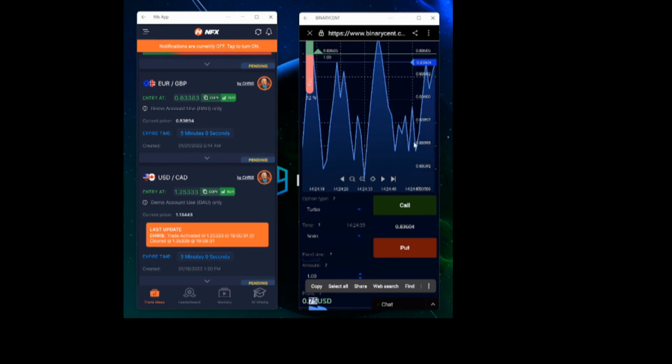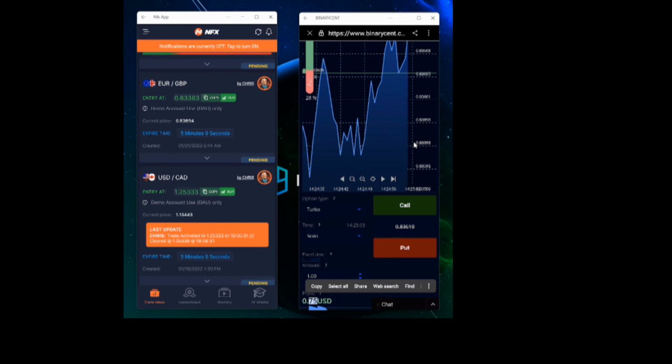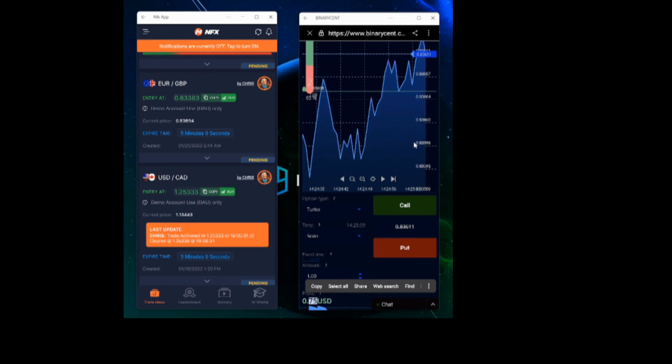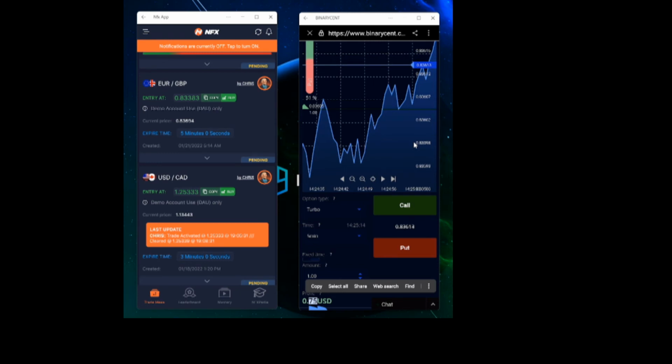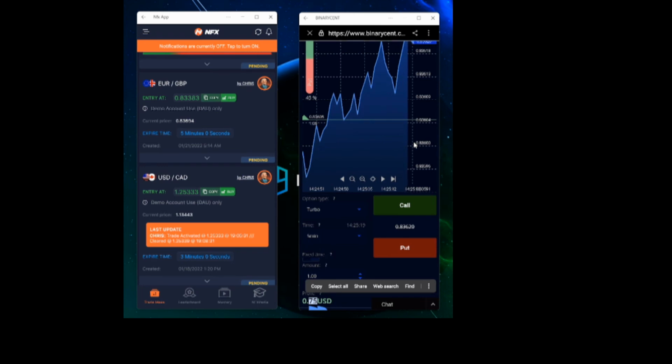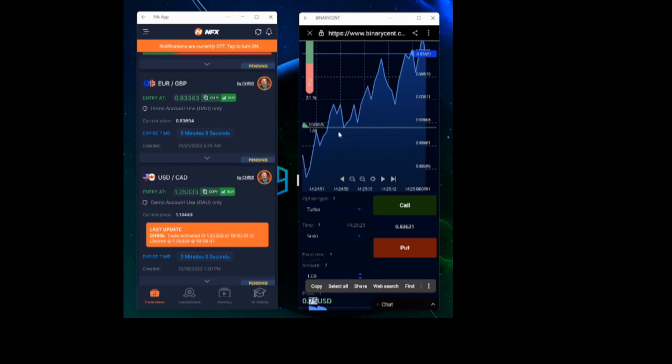So when you place a call, the price at the end of your 5 minutes has to be above your entry price in order for you to win the trade. If the price is a fraction of a penny below your entry price at the end of the trade, you will lose the trade. If it's a fraction of a penny above, you will win the trade. So here, as you can see, the price right now is above my entry level. So if my 5 minutes ran out right now, I would win 75 cents, right?